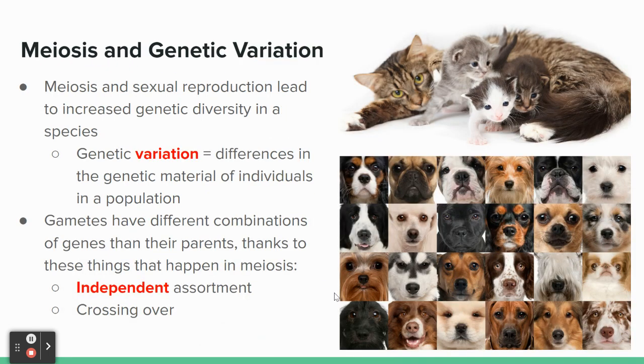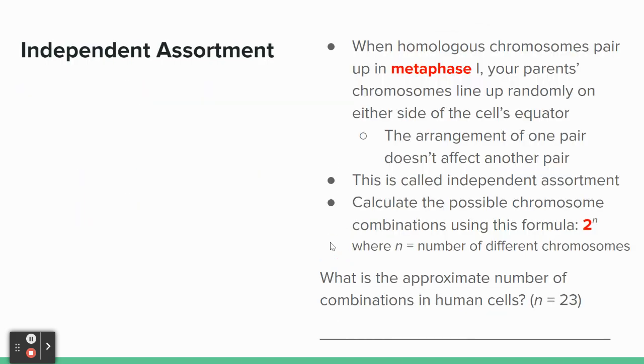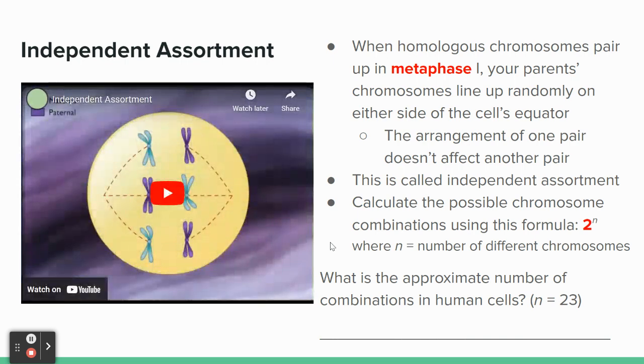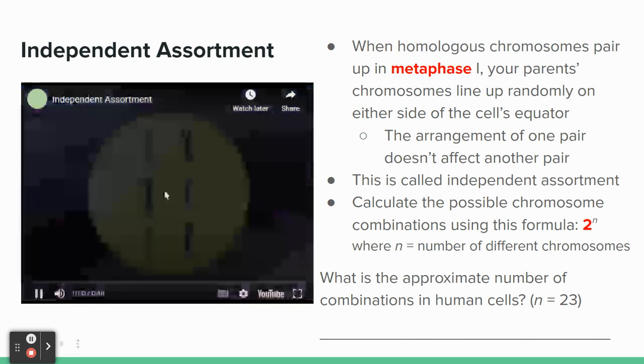Meiosis and genetic variation. Meiosis and sexual reproduction lead to an increased genetic diversity in a species. Genetic variation is the differences in the genetic material of individuals in the population. Gametes have different combinations of genes than their parents, thanks to things that happen in meiosis called independent assortment and crossing over. When homologous chromosomes pair up in metaphase 1, your parents' chromosomes line up randomly on either side of the equator. The arrangement of one pair doesn't affect the other pair, and this whole process is called independent assortment.